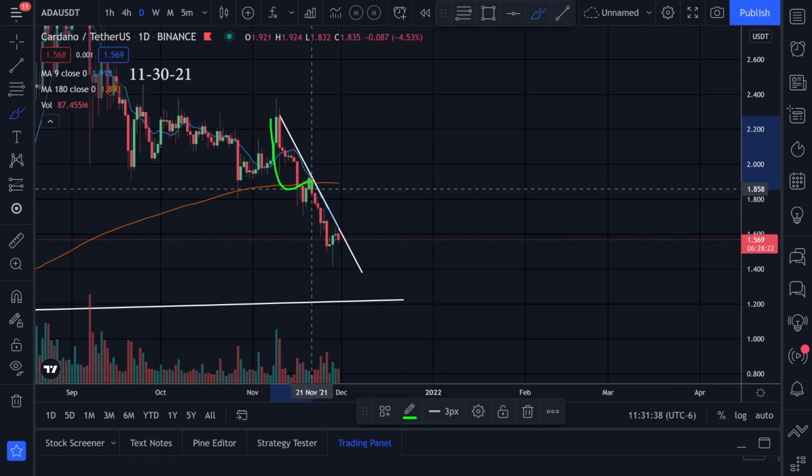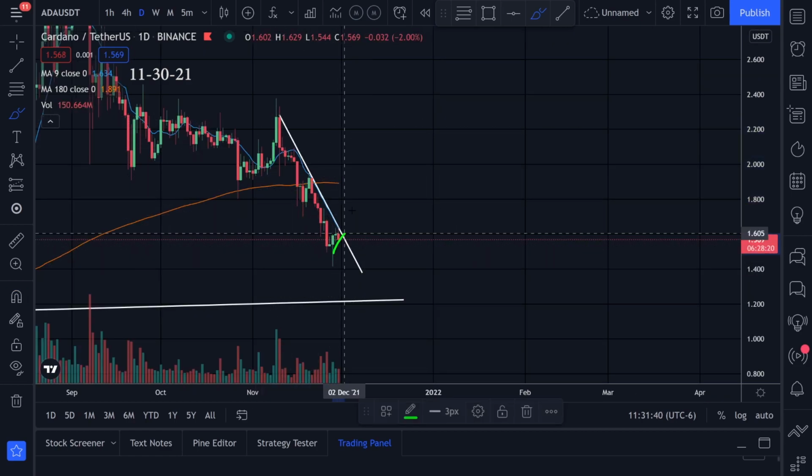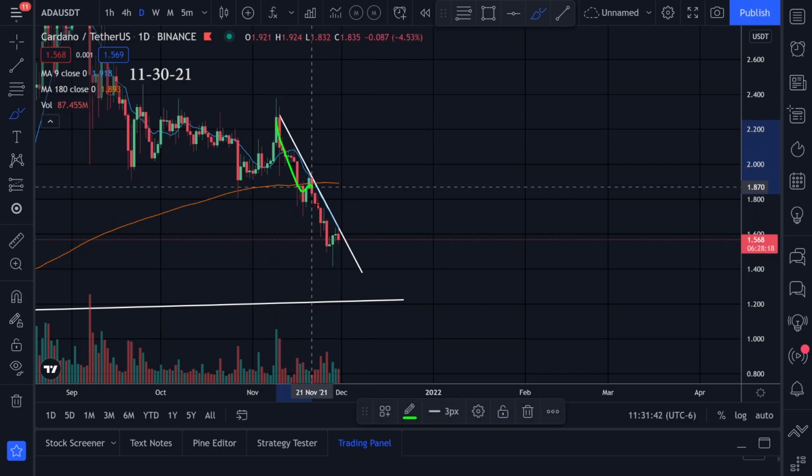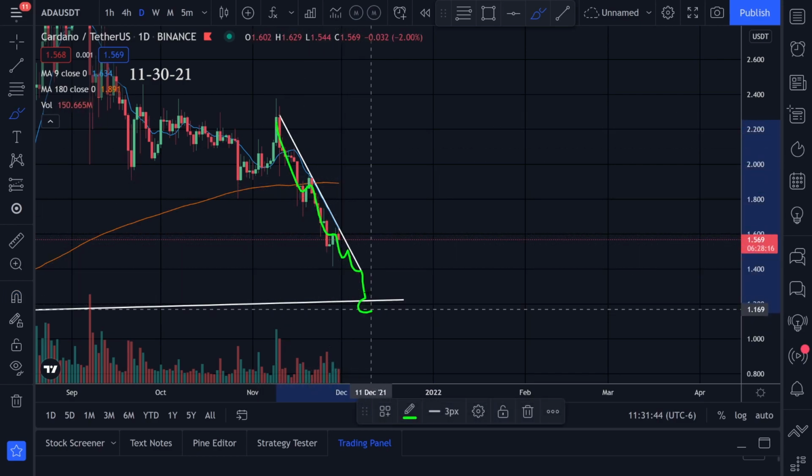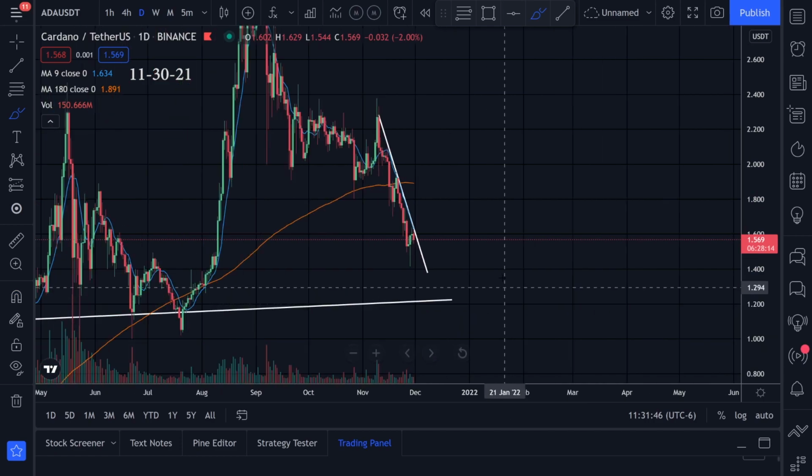Like I said, the main thing I'm watching is this downtrend. We haven't broke it going to the upside yet. So I'm kind of wondering if we're going to keep going down and hit this second target that I was looking at in my last video.